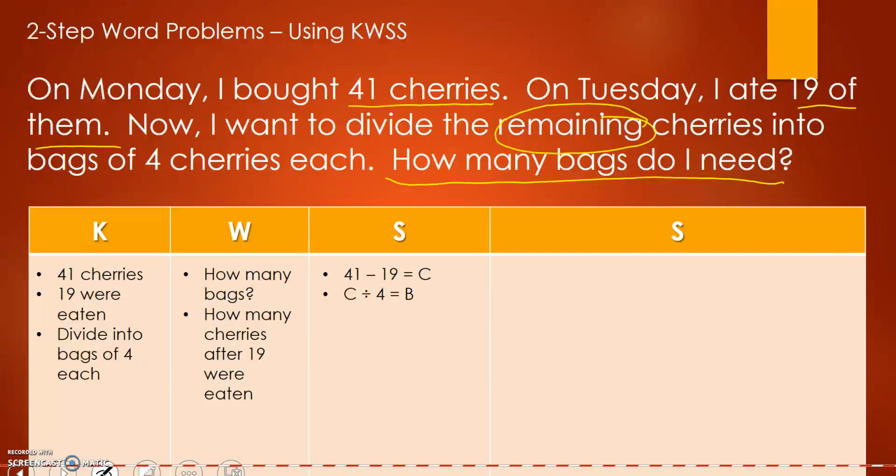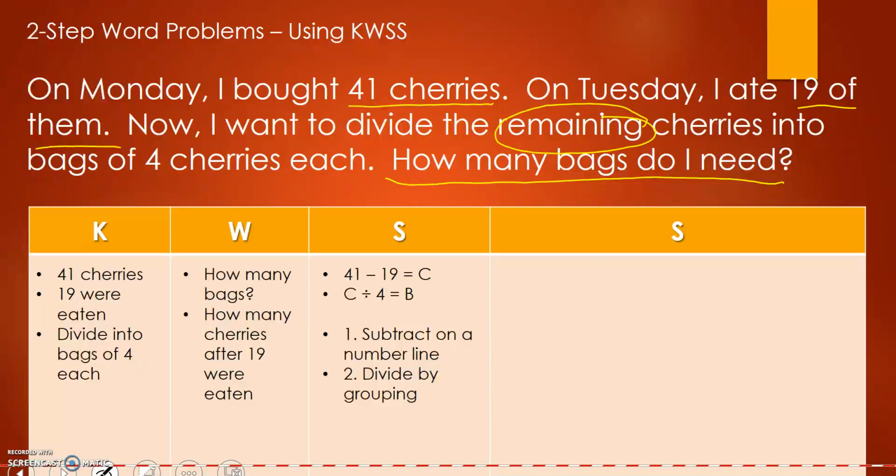So now I need a strategy. Well, for my first problem, 41 minus 19, I'm going to subtract on a number line. And for my second problem, whatever that number is divided by 4, I'm going to divide by grouping, because it says I want 4 cherries in each bag, so I'm going to go ahead and put 4 cherries in each bag and see how many bags I need. So now I have to solve.